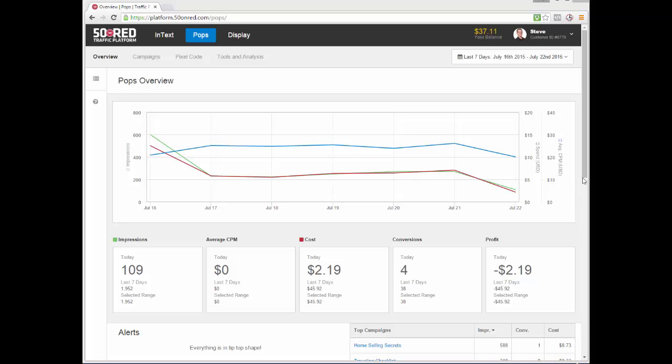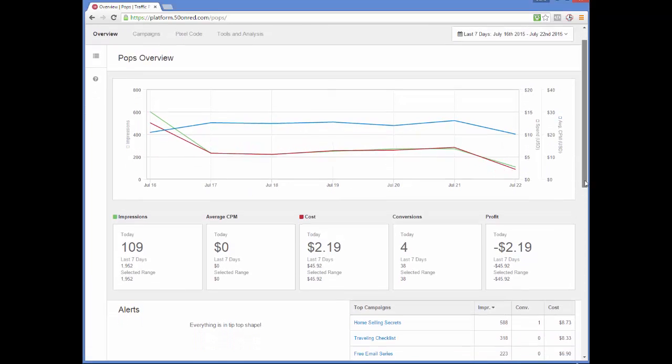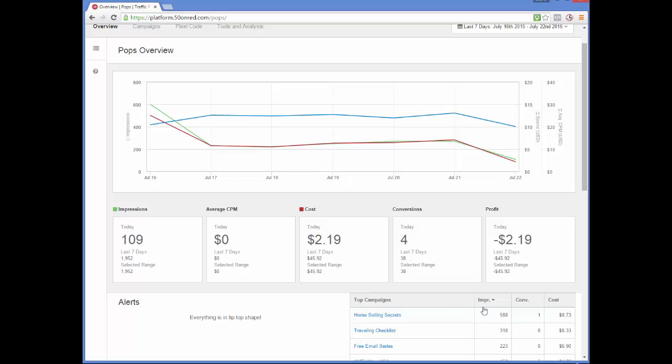This is our total cost from spend over the last 7 days. And as you scroll down a little bit further, it shows the top campaigns, and you can sort by impressions, conversions, or costs. So these are our 3 campaigns that we were running, and these are the impressions that they received over the course of the week.